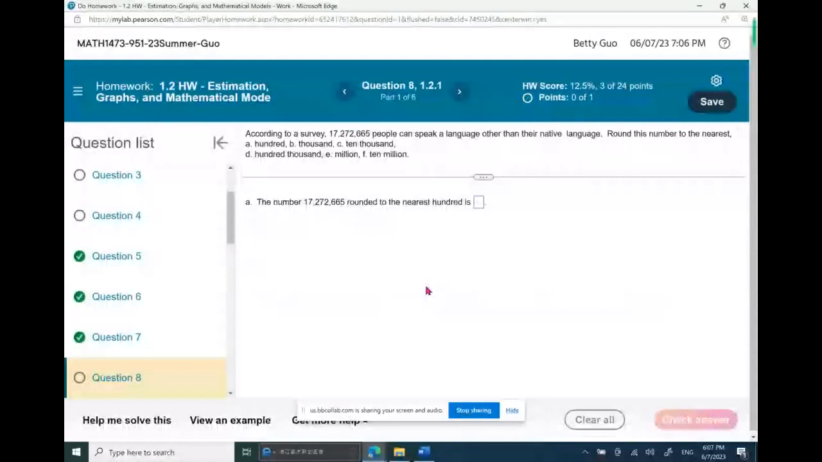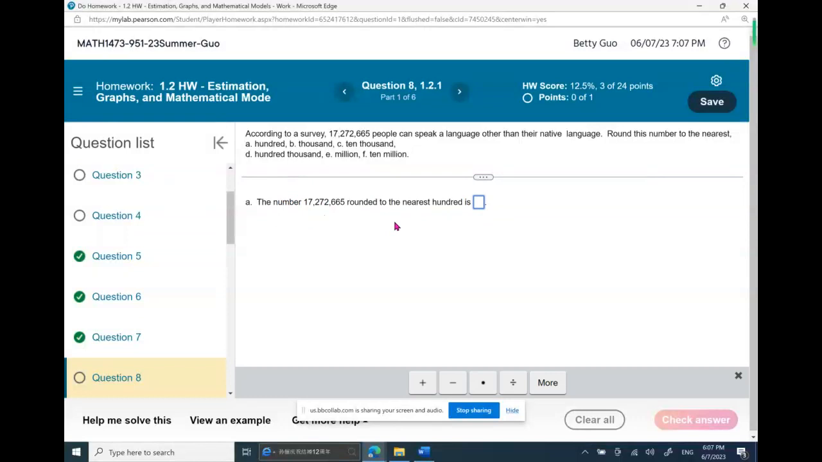Number 8. According to a survey, this many people can speak a language other than their native language. Round this number to the nearest: A, hundred; B, 1,000; C, 10,000; D, 100,000; E, million. Okay, so this is to round a whole number. Part A is to round to the nearest 100. This is ones, this is 100, and then there's ones, tens. This is 100. This 6 is to the right of this comma.